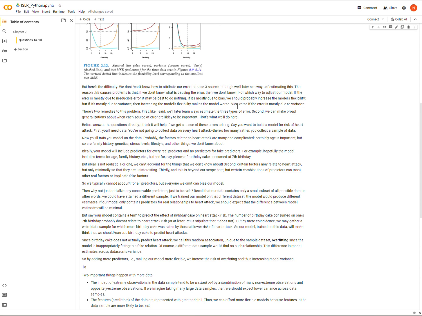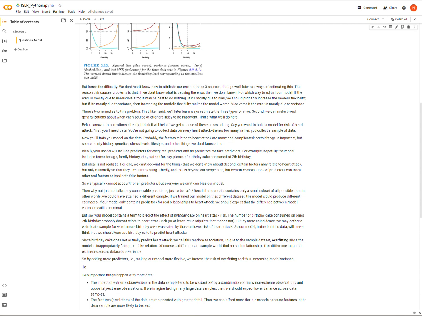And now heart attack probably is a very complicated thing to try to predict, and there's probably a lot of predictors that we can use, such as age, sex, medical history, etc. So there's all of these different predictors that we could use to try to predict heart attack. But there are also possible predictors that probably have nothing to do with heart attack. And I think here I use the amount of birthday cake consumed on one's seventh birthday, right? We shouldn't expect that to have really any relationship to heart attack.